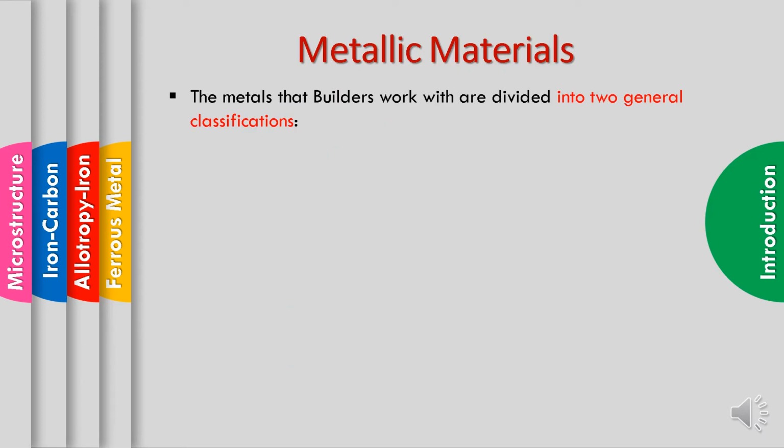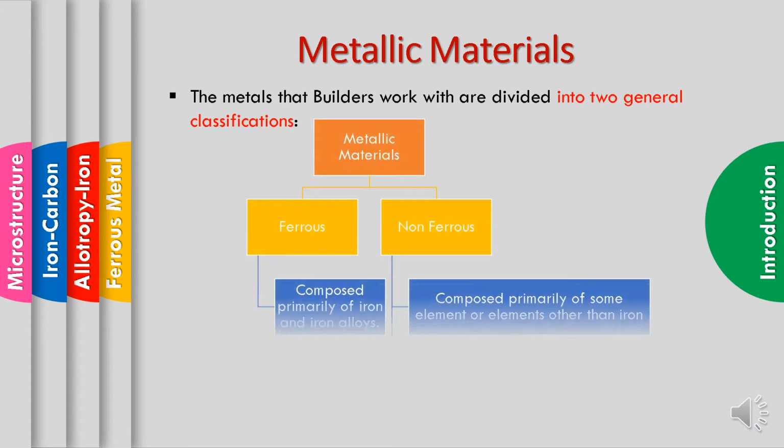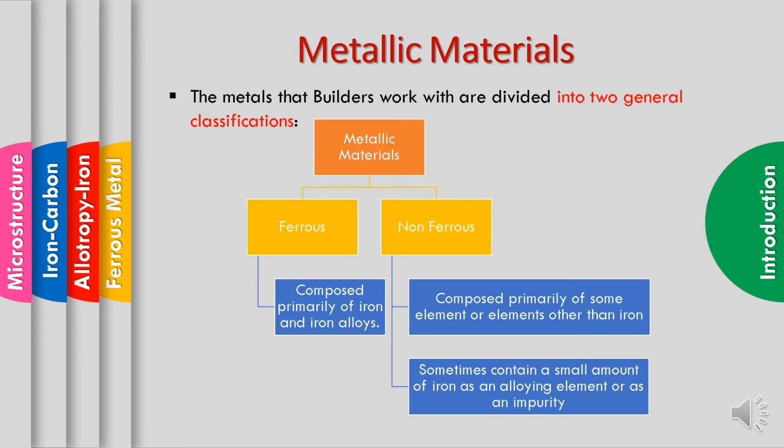So let's go through the metallic materials. The metals that builders work with are divided into two general classifications, which are ferrous and non-ferrous. Basically, ferrous is composed primarily of iron and iron alloys, while non-ferrous is composed primarily of some element other than iron, and sometimes contains a small amount of iron as an alloying element or as an impurity.